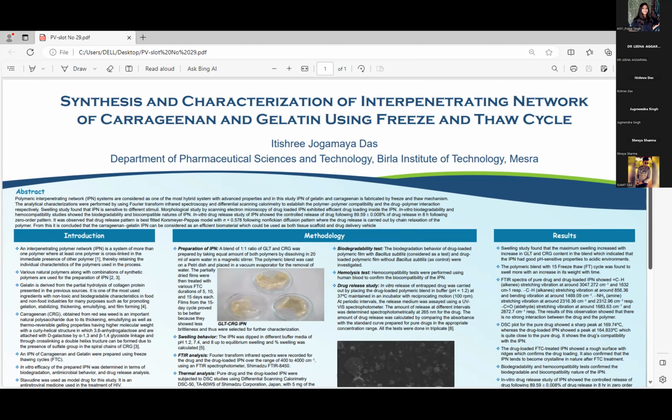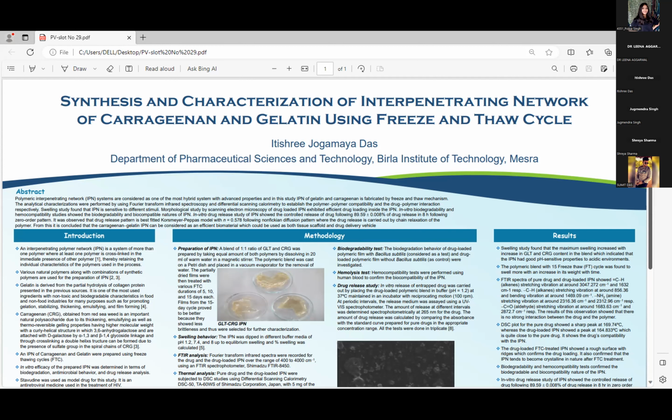And gelatin is derived from the animal protein collagen, and it also has a biocompatible nature and is non-toxic. Both polymers, carrageenan and gelatin, are known for gelation, thickening, emulsifying and film forming. But carrageenan has a very promising characteristic, the thermo-reversible property. For this reason, I have taken carrageenan.